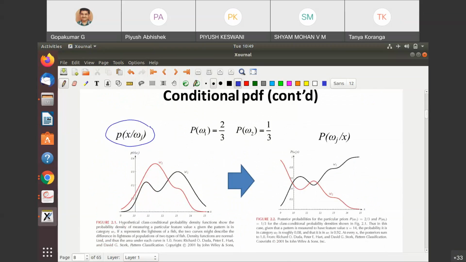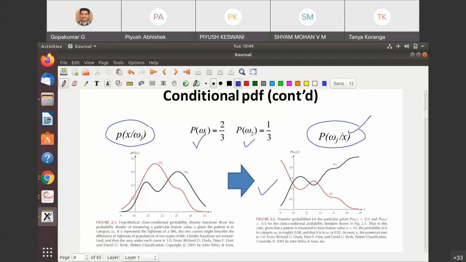Assume this is the prior probability: the probability of W1 is equal to 2 by 3, and the probability of W2 is equal to 1 by 3. Suppose we plot the posterior probability, that is, the probability of Wj given X. Assume that we get a plot like this one, for different X values.